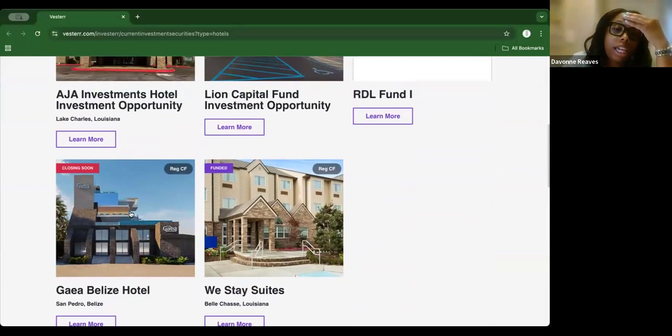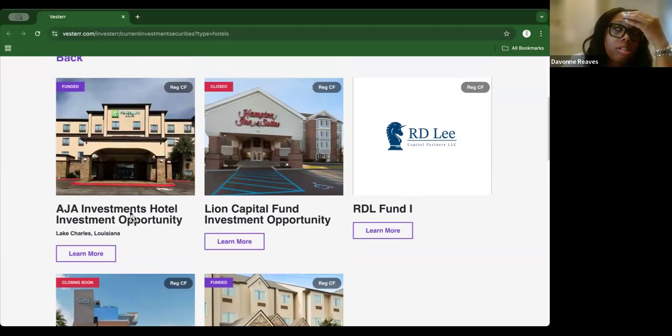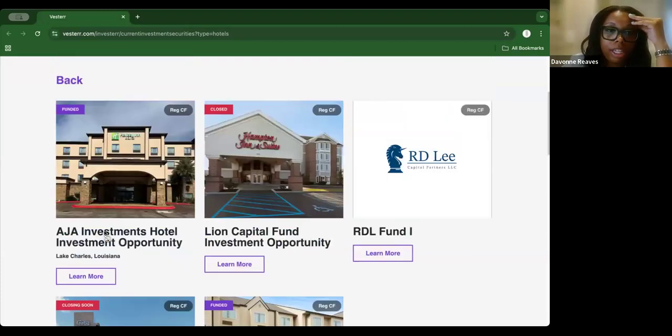And we're actually about to get about 4 more deals. Yes, 4 more deals on the platform. 1 is multifamily and the rest are hotels.